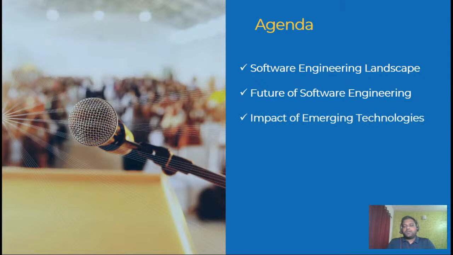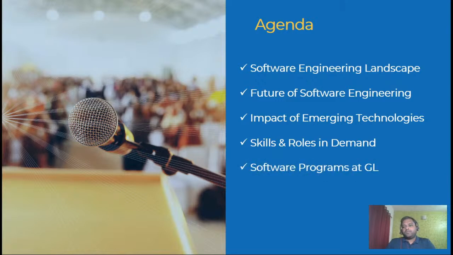And of course, we are going to talk specifically about the impact of these emerging technologies. I'm sure you must have heard about cloud, blockchain, IoT, AI, big data, etc. These are all buzzwords, but let's try to understand how these are impacting software engineering as an industry. And then we'll try to connect all these dots and see what are the various skills that are required, and what are the roles that are in demand right now.